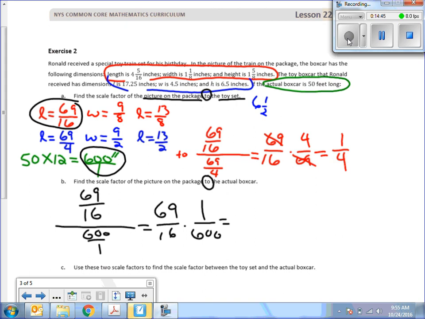Which equals 69 over 6,400. And those will reduce.